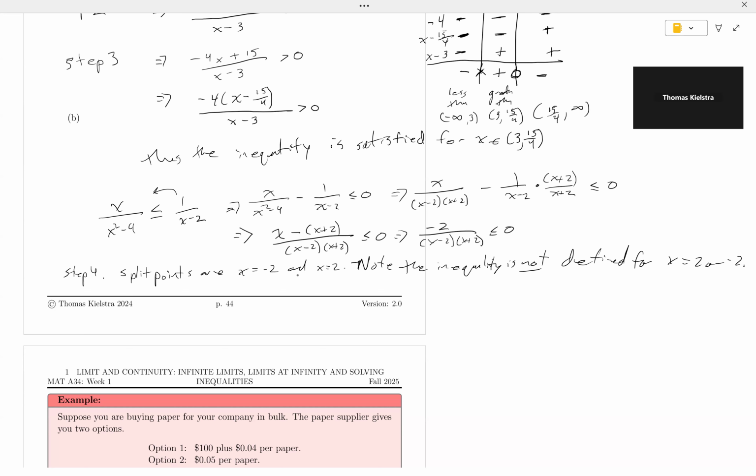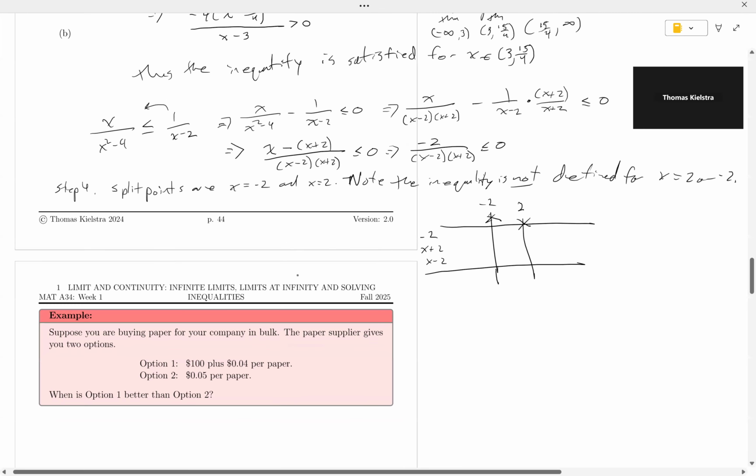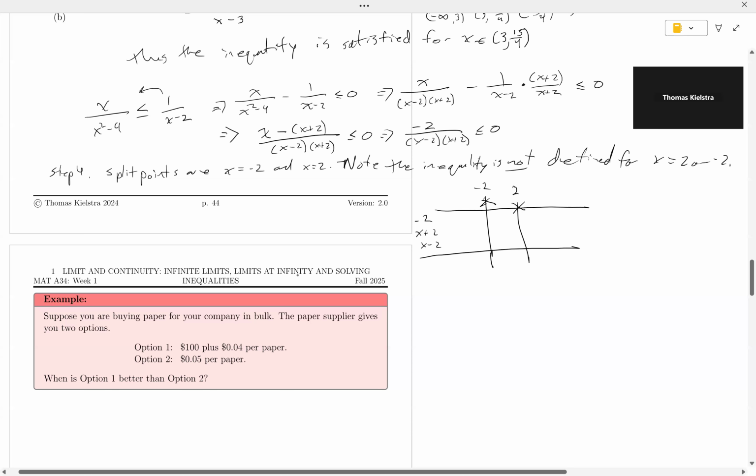So when I create my sign chart, I'm going to create it about the split points. And there's 2 split points, minus 2 and 2. And I'm going to tell the world right away, at 2 and minus 2, it doesn't work. But now I'm going to take this expression, I'm going to split it. I got minus 2, I got x plus 2, and I got x minus 2. Okay. Well, now from here, I've got minus 2. Now, minus 2 is negative everywhere.